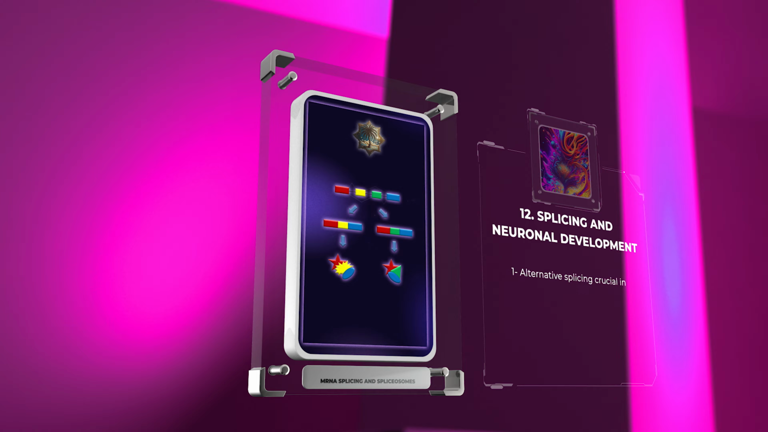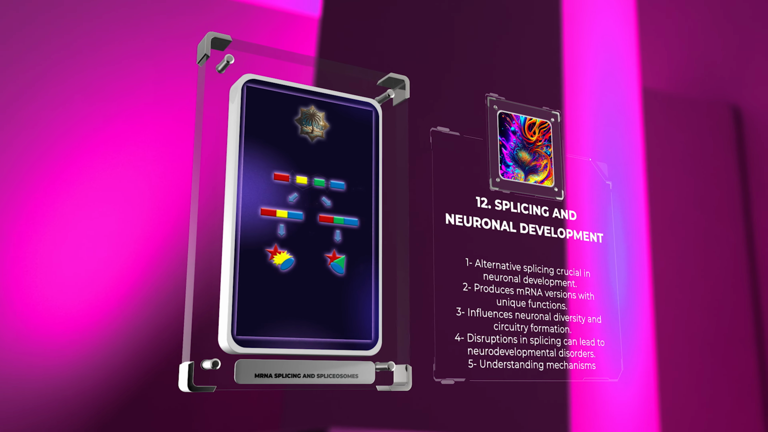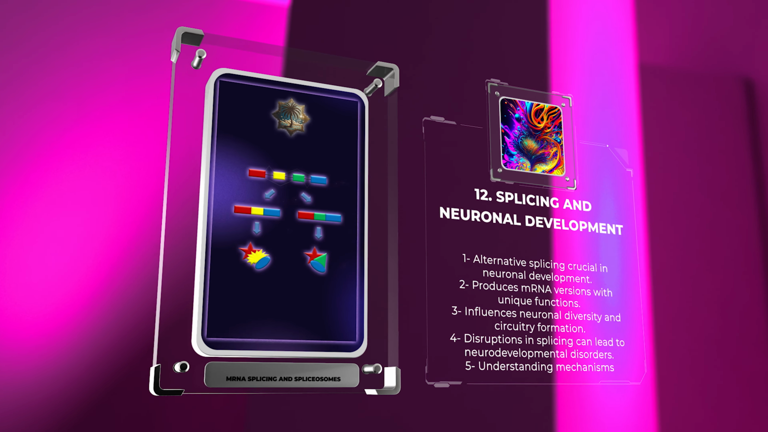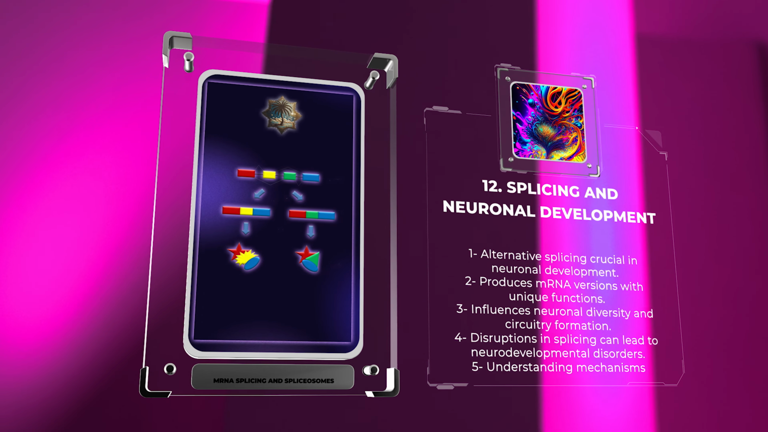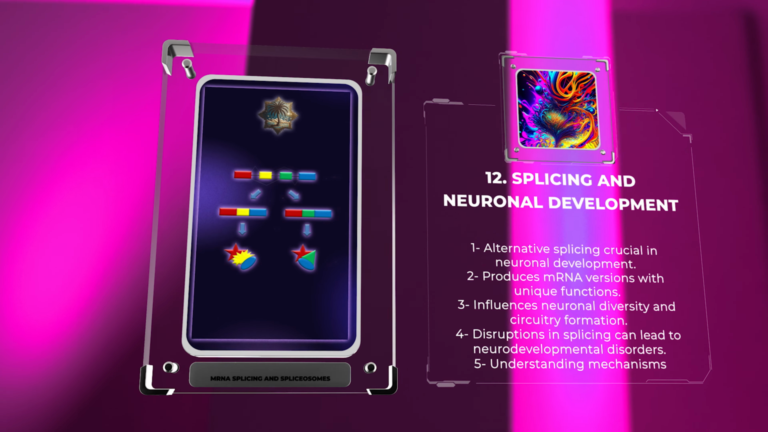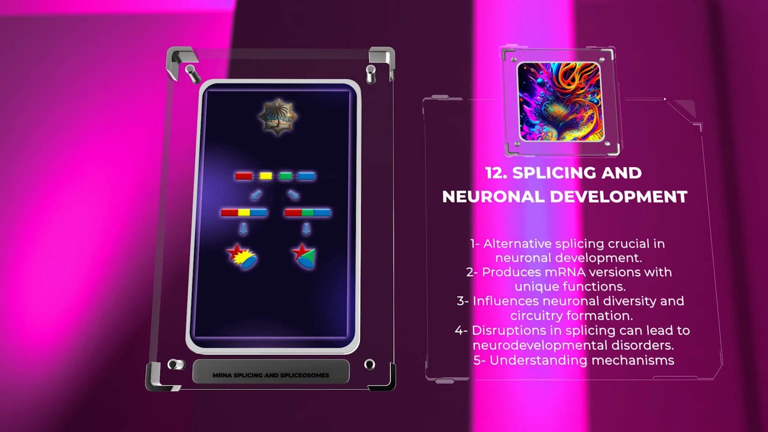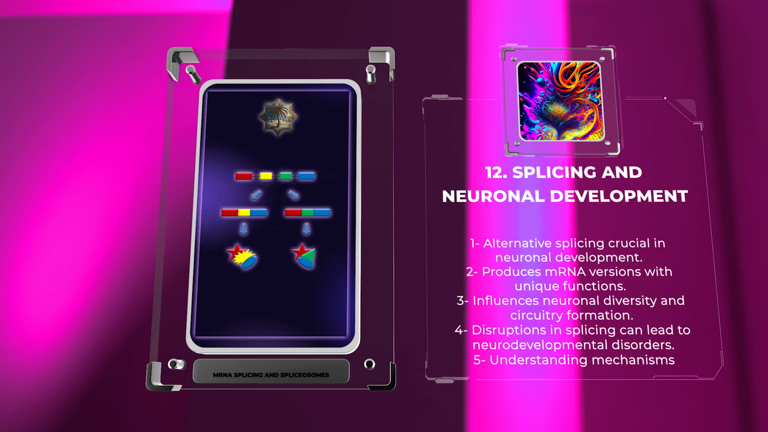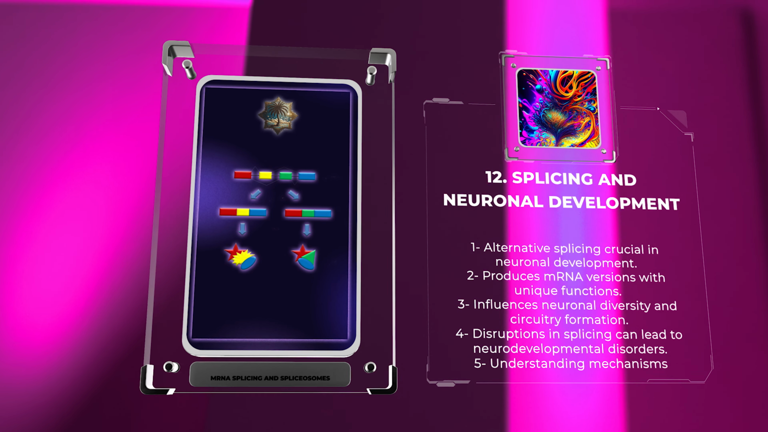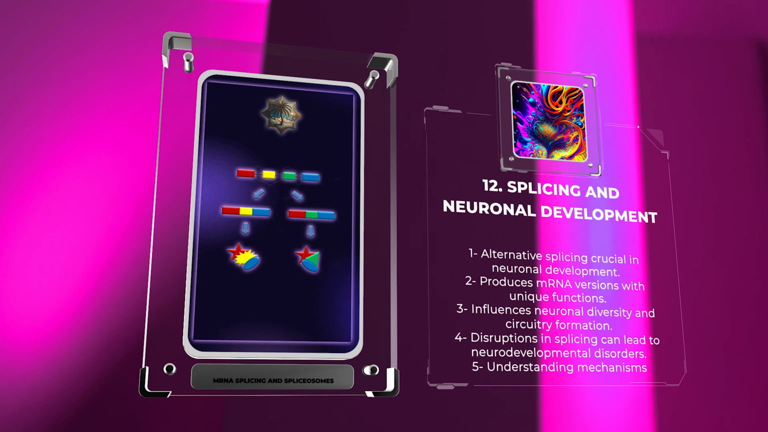Alternative splicing is crucial in neuronal development, allowing for precise gene regulation needed for neuronal processes. It produces different mRNA versions with unique functions, influencing neuronal diversity and circuitry formation. Disruptions in splicing can lead to neurodevelopmental disorders, and understanding its mechanisms is important for therapeutic development.